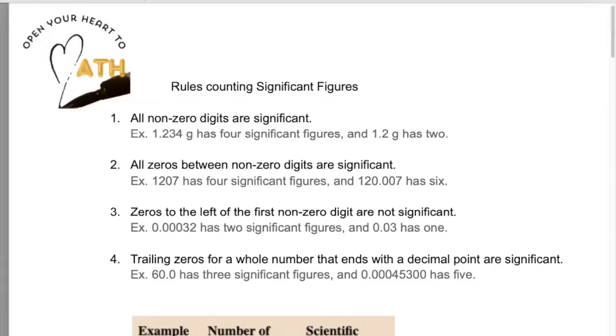Hello, let's talk about significant figures. Significant figures are how you show the values that you measured, and they have to reflect the precision of your measurement. So these are 4 rules to count your significant figures.